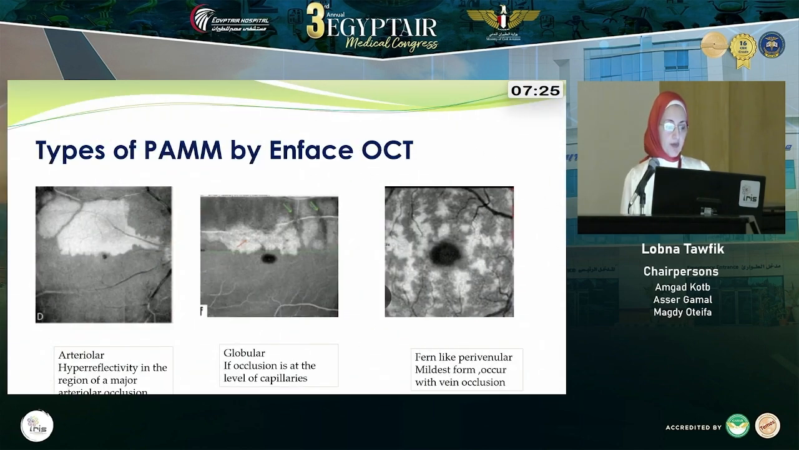Types of PAM by en face OCT. We have the arteriolar, globular, and fern-like perivenular types. In the arteriolar type, there is hyperreflectivity in the region of the major arteriolar occlusion. Globular, if the occlusion is at the level of the capillaries. Fern-like perivenular is the mildest form and occurs with vein occlusion.